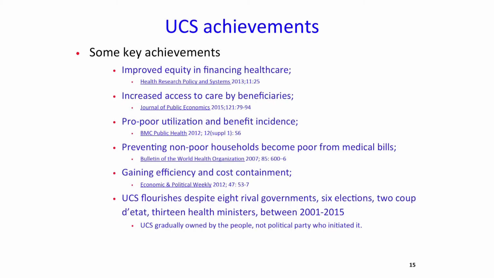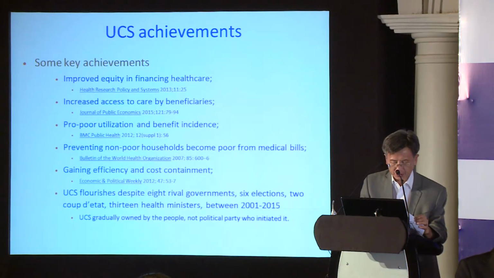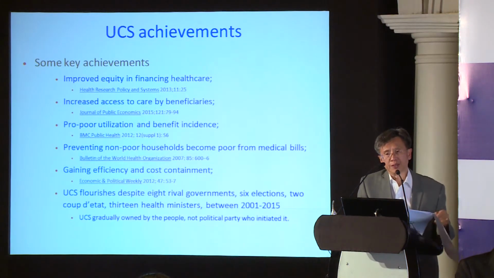UC scheme design. Empirical evidence shows positive outcomes of UCS in all dimensions: pro-poor utilization, pro-poor benefit incidence as measured by how much government subsidy goes to Q1 or Q5, the poorest or the richest quintile, minimized medical impoverishment, and gained efficiency and cost containment. These are the published papers. It is very interesting how UCS marched through this rough politics.